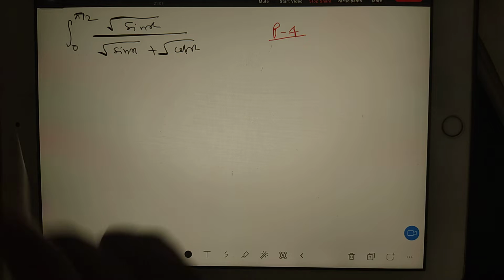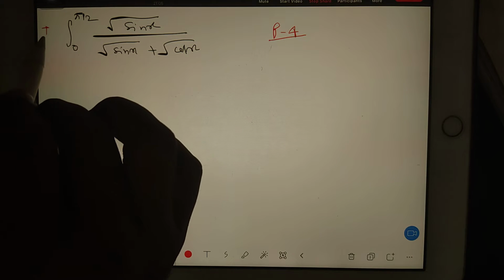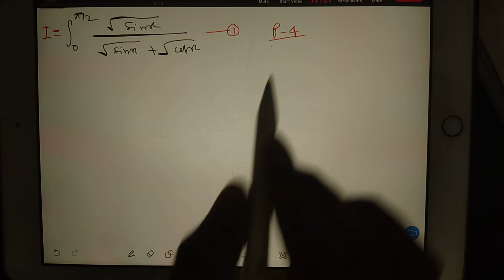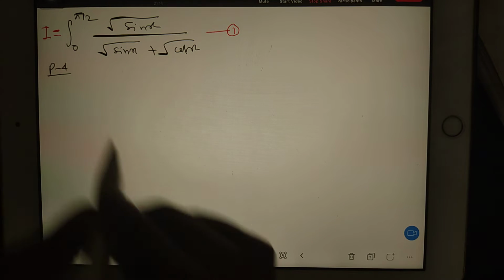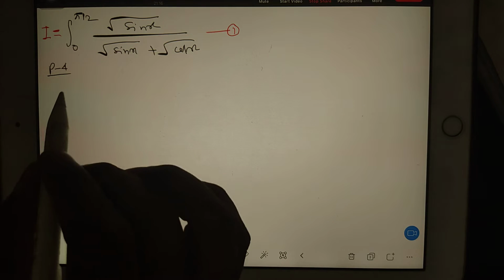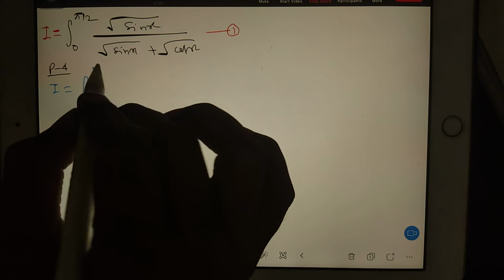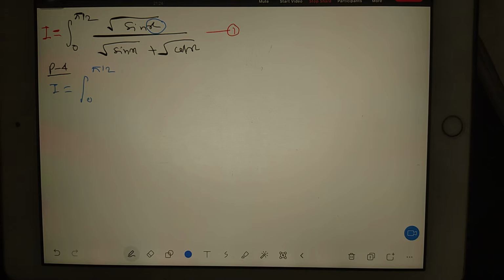Now apply property 4. Before applying property 4, whatever question is given, consider that this question will give you the answer as I. So consider this as equation 1, and after applying property 4, you write here using property 4. After that, our I value goes like 0 to pi by 2, and this x is replaced with pi by 2 minus x, because we are applying property 4.